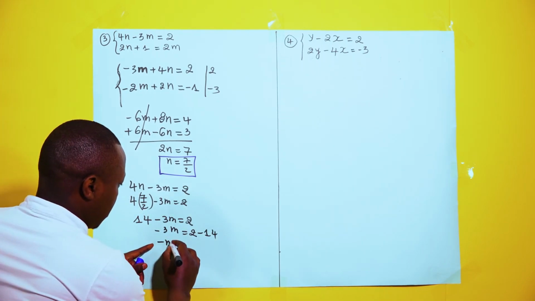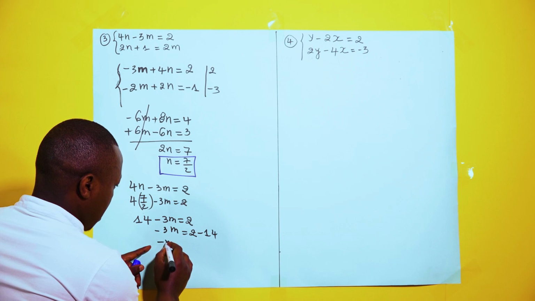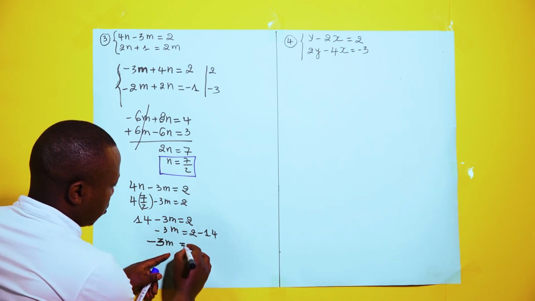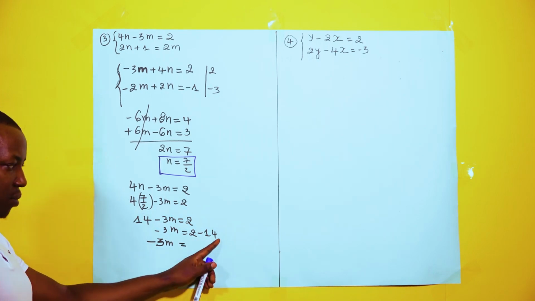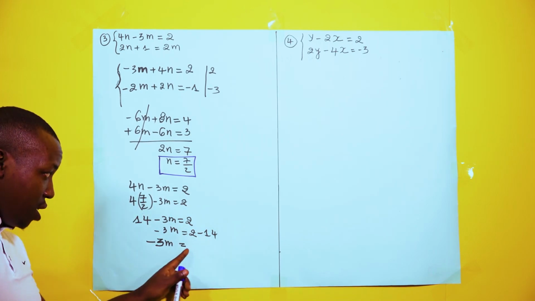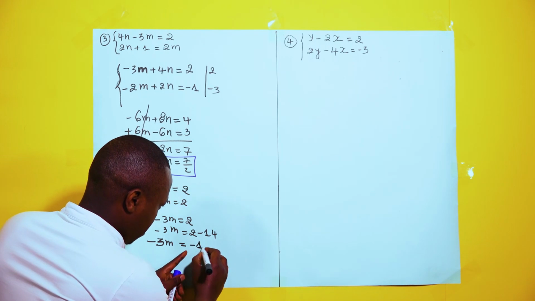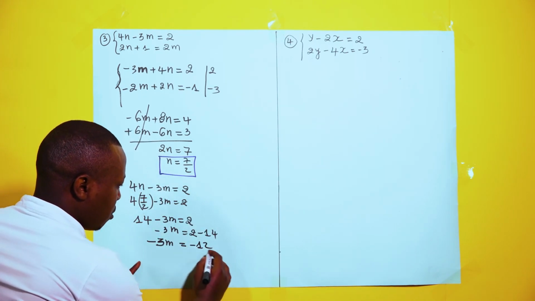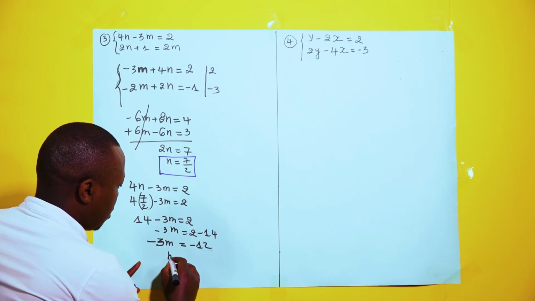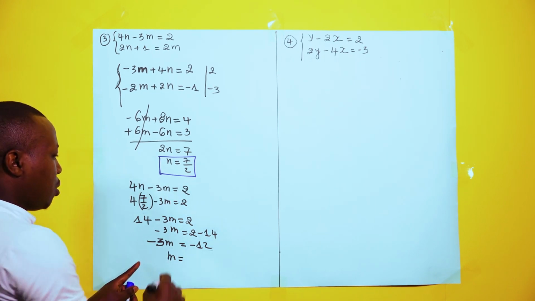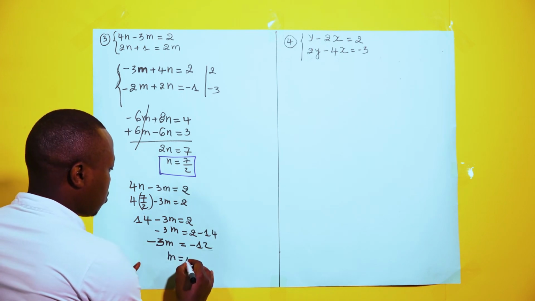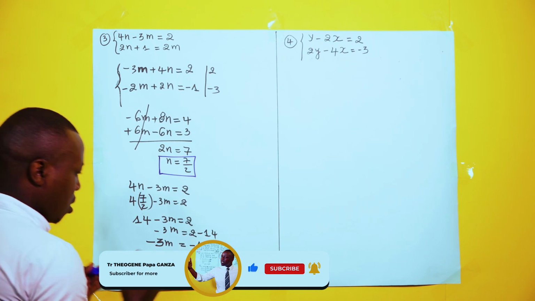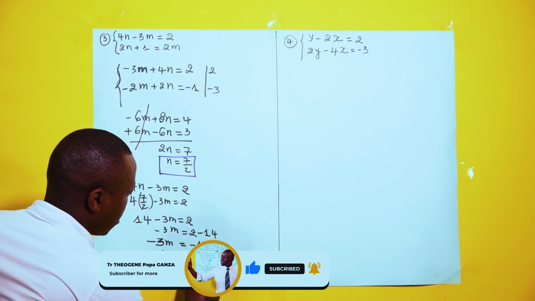So negative 3m equals 2 minus 14. What is the answer here? It is negative 12. So let us divide here by negative 3 and here by negative 3. m will be equal to how much? 12 over 3 equals to 4, isn't it? So this is the value of m.